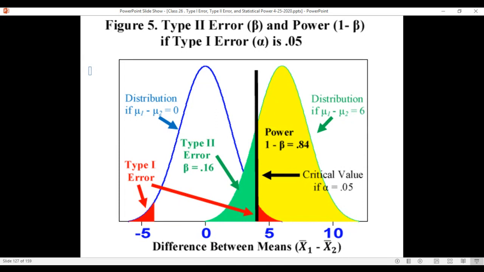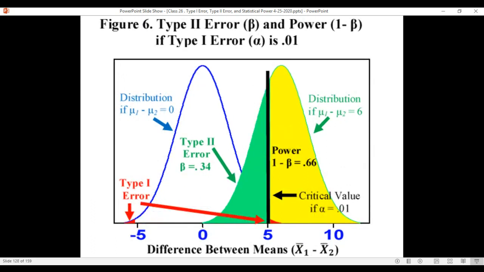So let's see what happens to statistical power if we change alpha. In this slide, alpha is 0.05 represented by the red regions. Watch what happens to the yellow region when alpha is changed to 0.01. Aha! When we switch from an alpha of 0.05 to an alpha of 0.01, the yellow area gets smaller. That is, when we use an alpha of 0.01, power decreases.